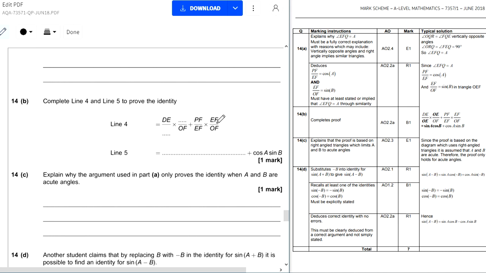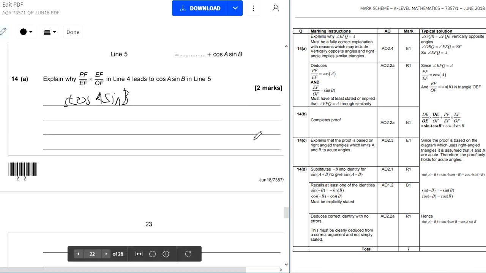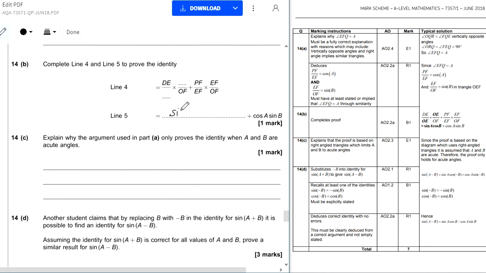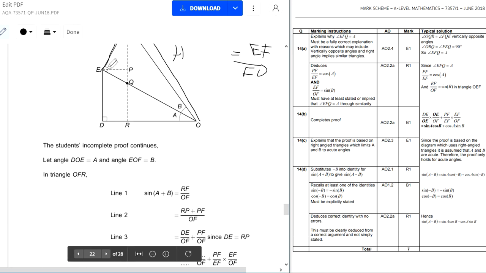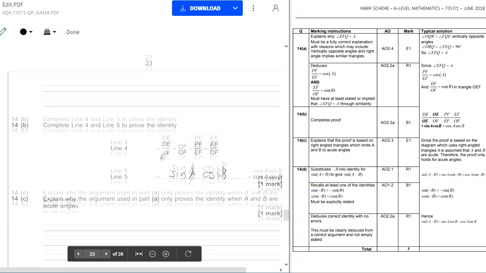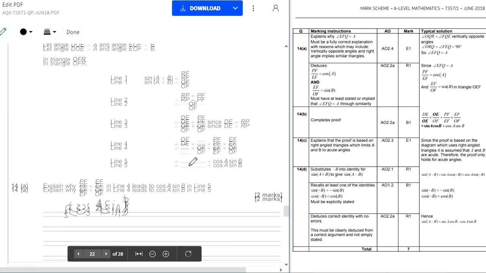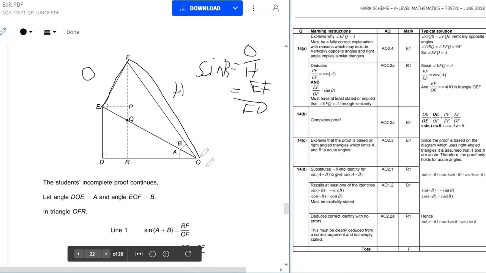So we're doing sine A plus B, and the identity for sine A plus B is sine A cos B plus cos A sine B. So we're trying to match those. So DE is that, and we're trying to go for sine A. So we need EO, so that's going to be EO. And we also know that this must cancel, so this must also be EO, but we can also check that. So EO and OF, that's hypotenuse over adjacent.